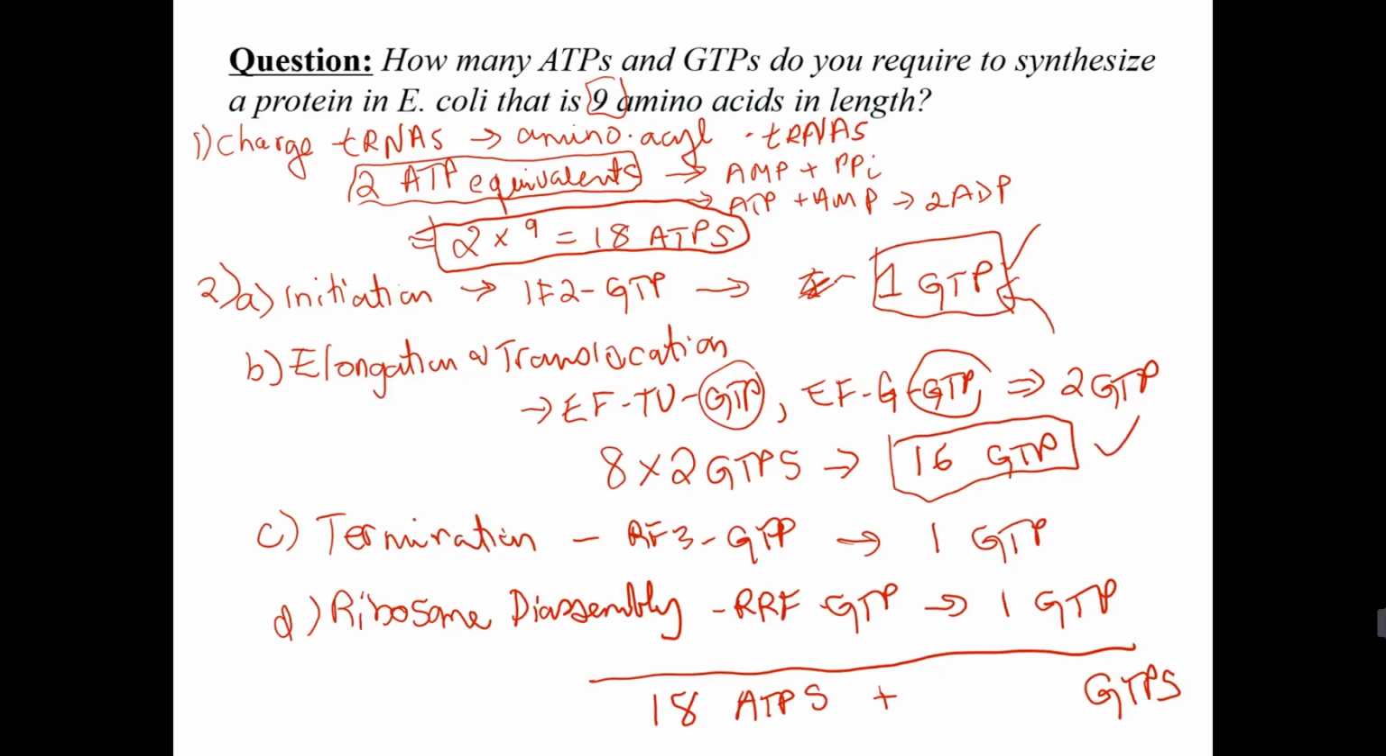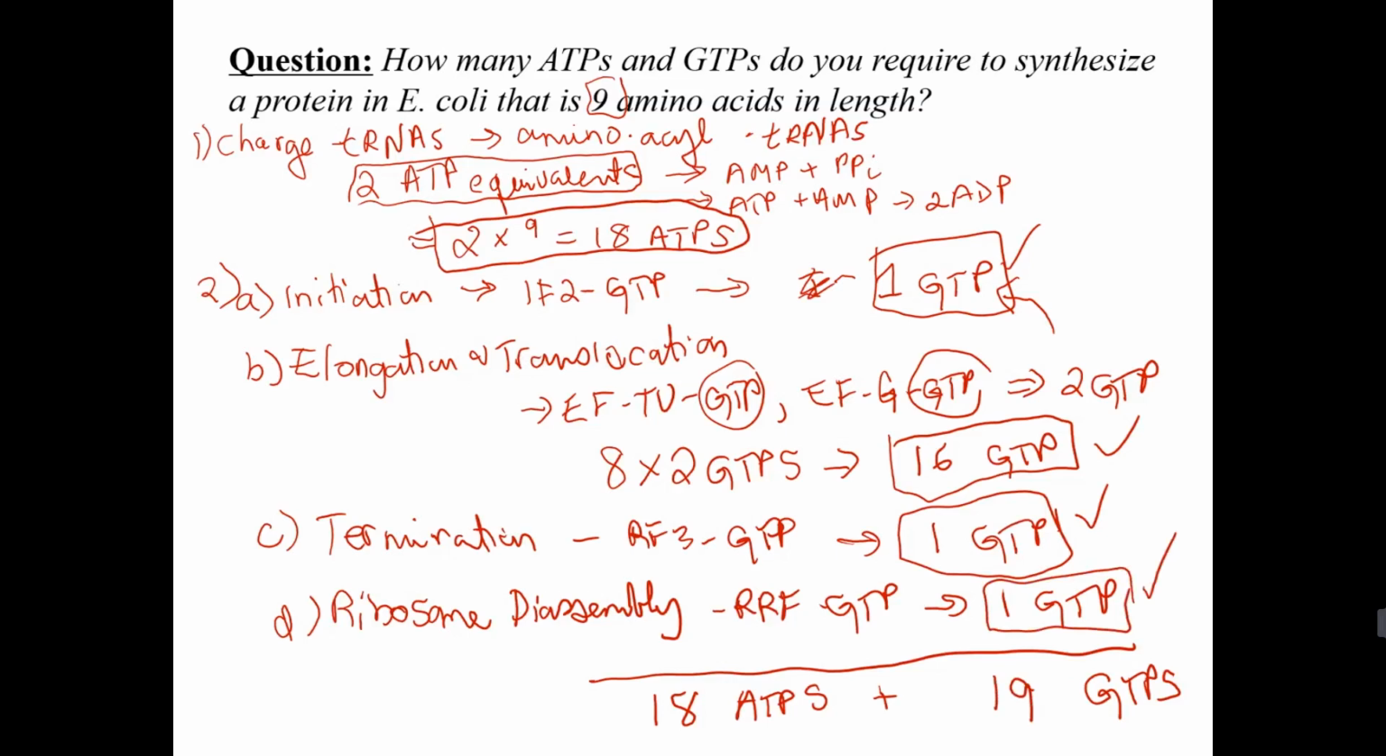One for the termination factor, RF3, so that's 18, and then one for dissociation of the ribosome by RRF, so it's 19. So 18 ATPs and 19 GTPs are required to synthesize the protein in E. coli that is 9 amino acids in length.